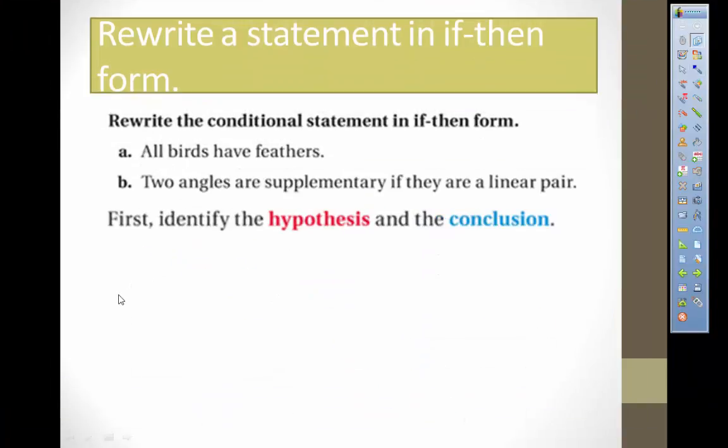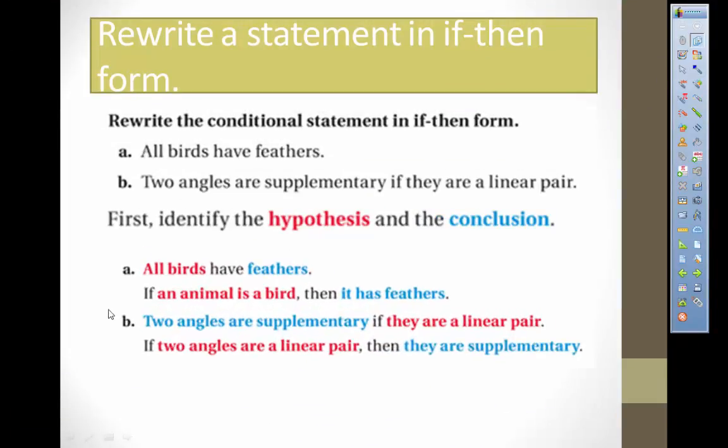All right, and here we have it right here. These: if an animal is a bird, then it has feathers. If two angles are a linear pair, then they are supplementary. Okay, so let's move on.